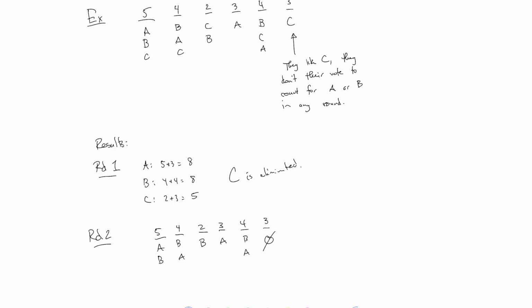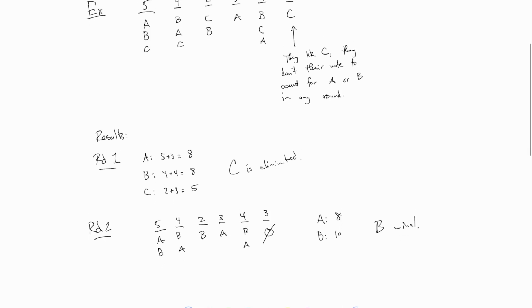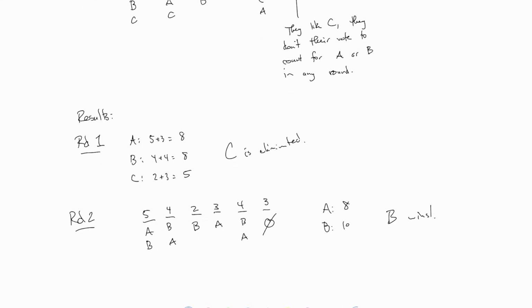Okay, anyway, let's add up the votes this time. We have only A's and B's, and just see who wins. A has 5 and 3, still 8 for A, and B, I think B's going to win. 4 and 2 and 4, right? So B now has 10, and B wins. All right. This is how we do it when some people didn't vote for all 3 options. It's no real surprise here, but I would just want to do one example like this.